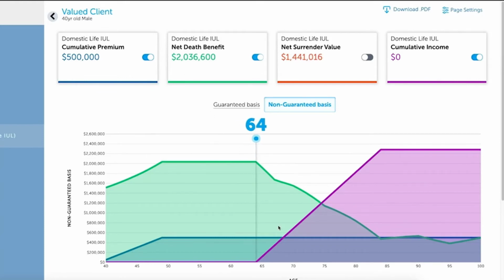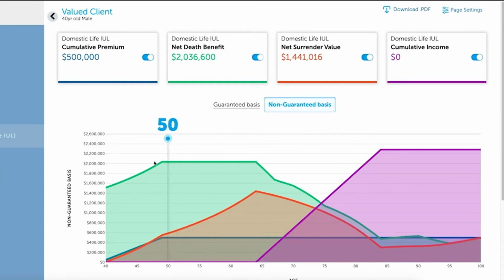Now, what we are going to do as well is show the net surrender value. Notice the red line that represents the net surrender value, and it shows that the cash in the policy grows over time. And when the death benefit stops growing, the surrender value continues to grow based on the market returns credited to the policy through age 64, at which point we start to pull cash off the policy at age 65, $114,000, which you can see is the purple line. It goes up, while the green line and the red line go down.